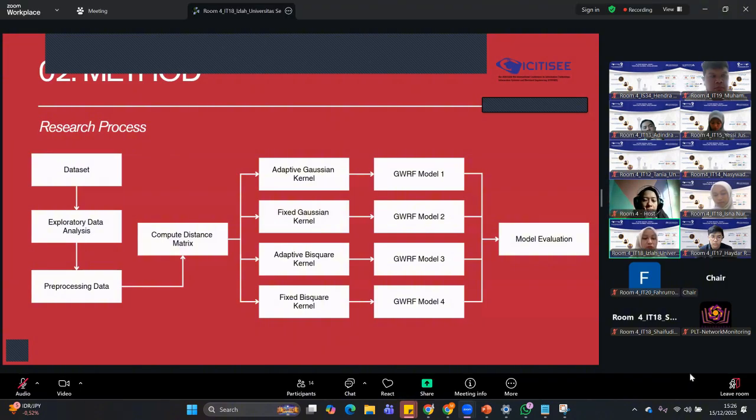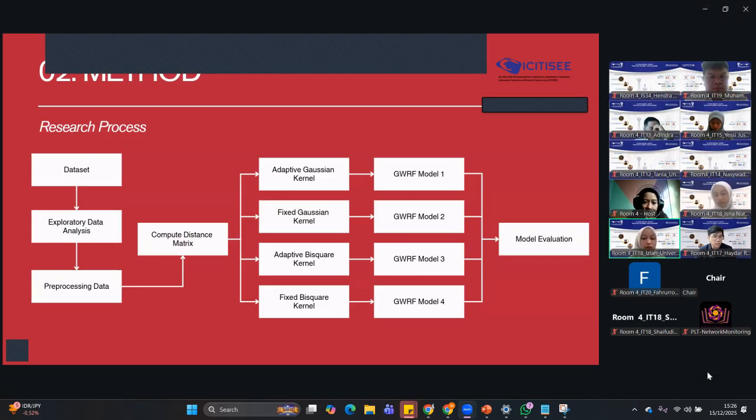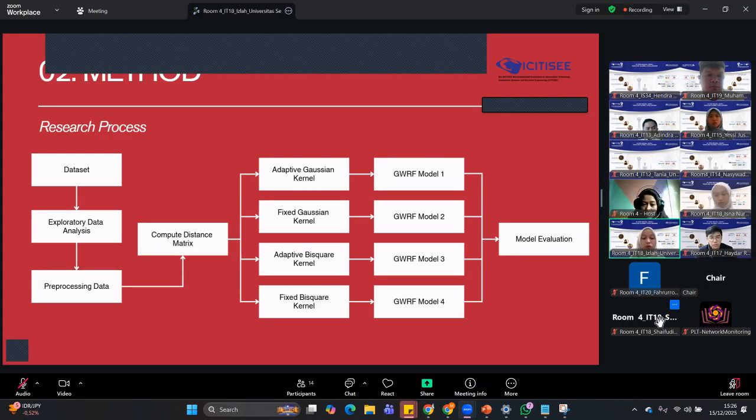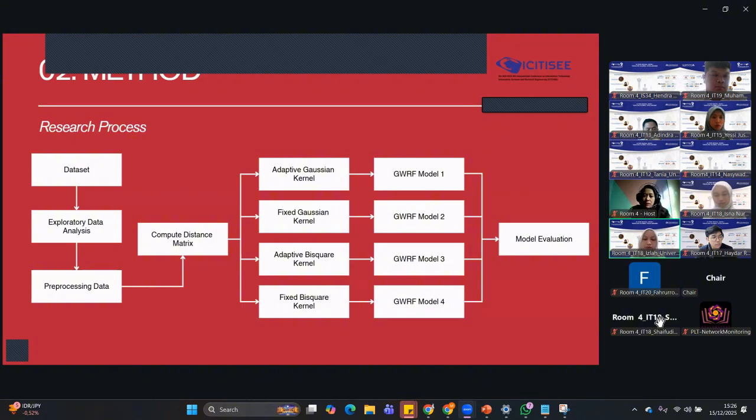So the research process began with exploratory data analysis and data preprocessing, including normalization. Next, we computed the distance metrics and constructed 4 GWRF models using different kernel types. The first one was fixed Gaussian, and then adaptive Gaussian, fixed bi-square, and adaptive bi-square. Then the model performance was evaluated using R-squared and MSE.